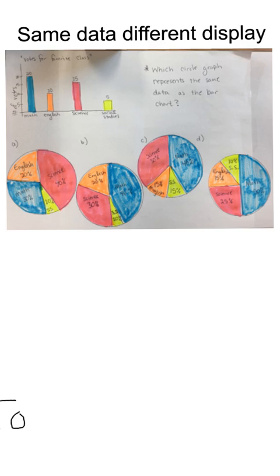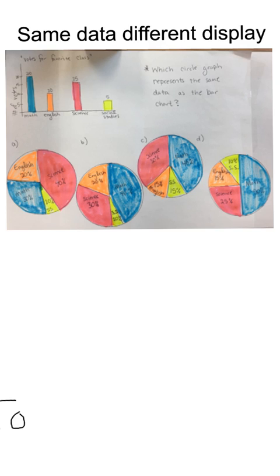I can see in the bar chart that the question was the votes for the favorite class. Math received 20 votes, English received 10 votes, Science received 15 votes, and Social Studies received 5 votes.